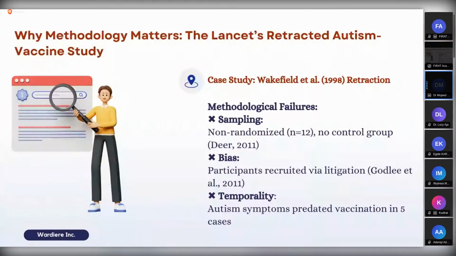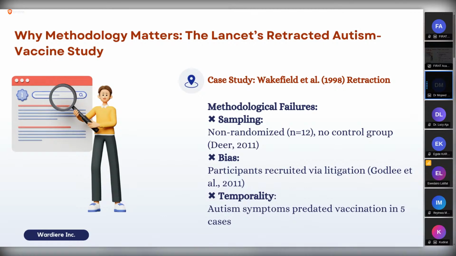Now, we also want to look at why methodology matters. Looking at Lancet's retraction of autism vaccine study, a study by Wakefield and others in 1990. There were methodological failures. One, sampling. When you look at the sampling, they were non-randomized. There were 12 participants, no control group. Number two, bias. Participants recruited via litigation.